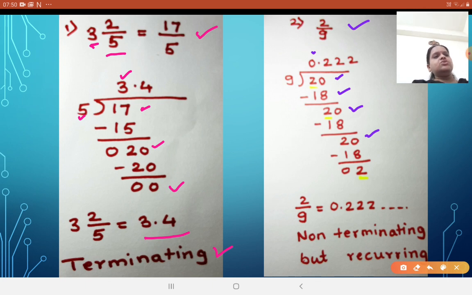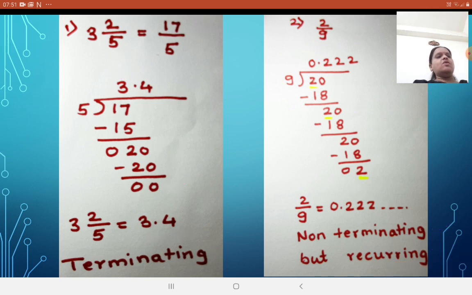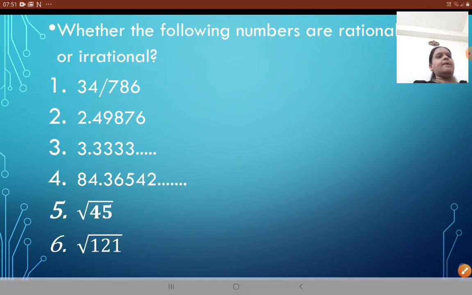I have marked it with yellow. In each and every case you are getting the remainder as 2. That means if you go on dividing, you always get the decimal expansion as 0.2222 infinitely many times. The digit 2 is repeating again and again, so it is called a recurring number. But we never get the remainder as 0, so it is non-terminating but recurring. So you have to write the answers this way: terminating, non-terminating but recurring, or non-terminating non-recurring.